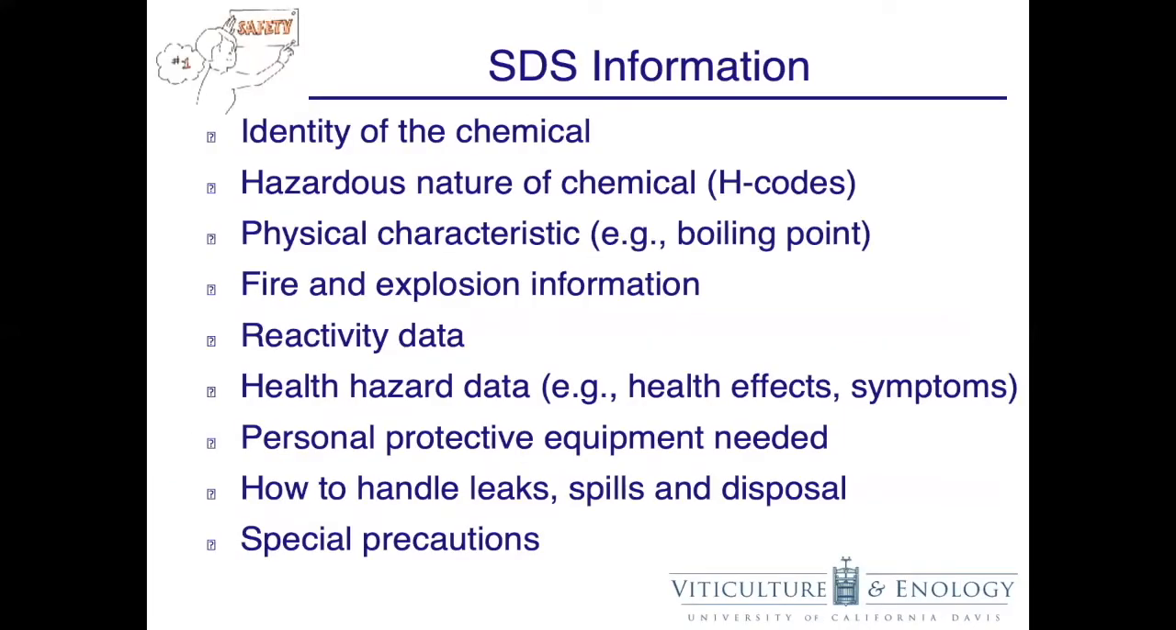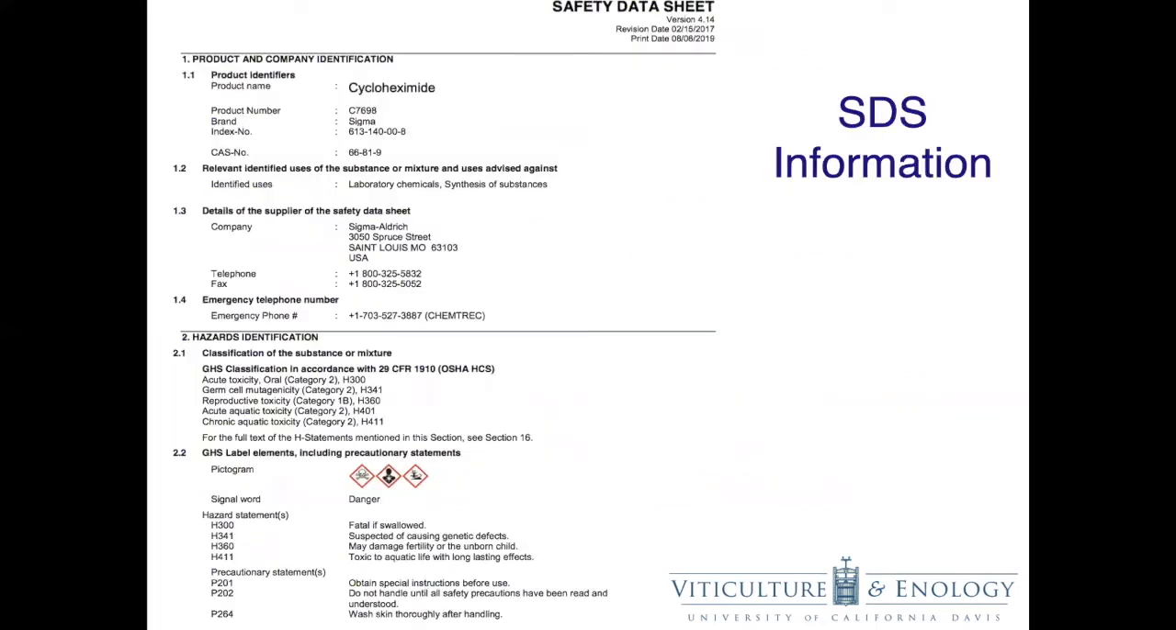We will now discuss chemical safety data sheets, or SDS. The SDS describes the name of the chemical, the hazardous nature of the chemical, physical characteristics, fire and explosion information, reactivity of the chemical, health hazard information such as health effects and symptoms, personal protective equipment needed when using the chemical, how to handle leaks, spills, and disposal, and any special precautions. Here's an example of an SDS. Each section describes the information discussed on the previous slide.